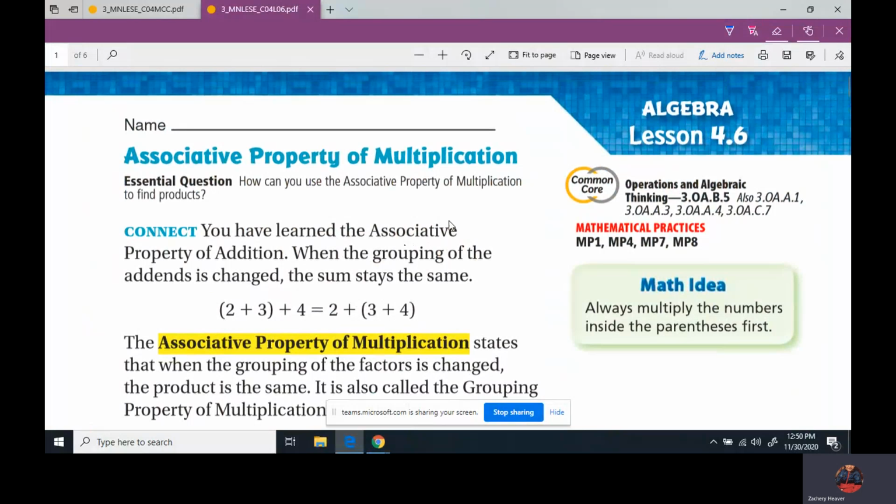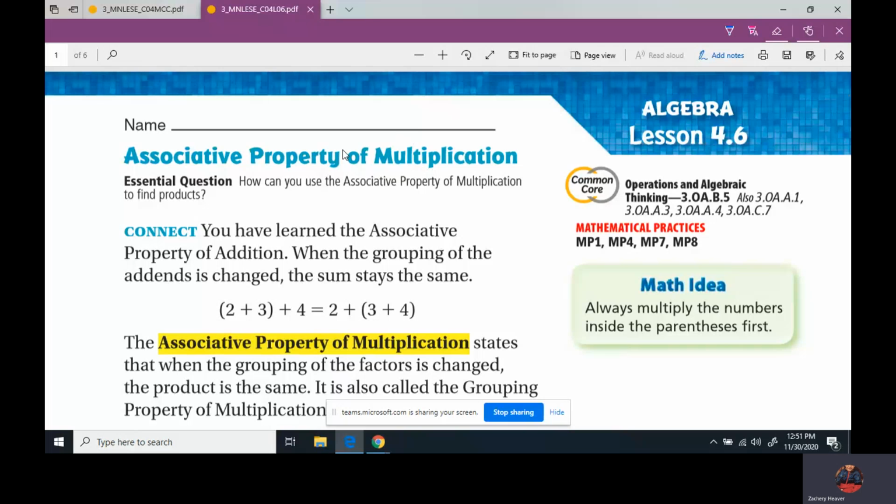We know the commutative property, which is like 3 times 6 is the same as 6 times 3. They can switch places. We also know the distributive property, which is like if we break a number apart, we have to give, let's say we have 3 times 8. Well, I break 8 into 4 and 4. I have to give that 3 to both 4s and then add them together. We're distributing it amongst the numbers.